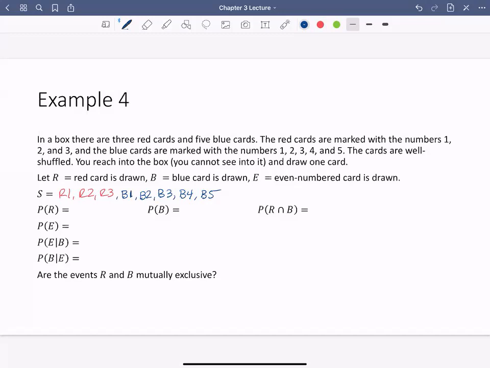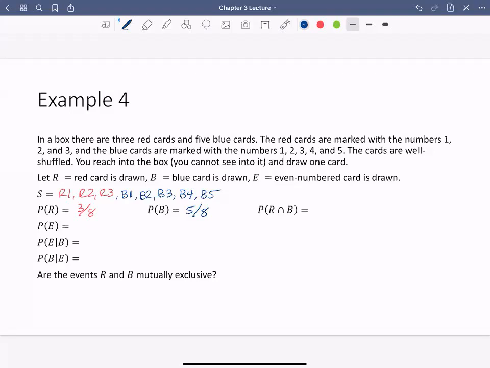So what's the probability? Now remember, probability is not listing anymore. The sample space I've listed. The probability, now I'm talking about fractions here. All right, so what's the probability of me drawing a red card? I have 3 of them, right? So I have 3 out of how many? There's 8 possibilities here. What's the probability of me drawing a blue card? Well, there's 5, and there's 8 possibilities.